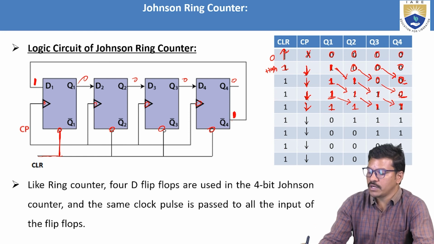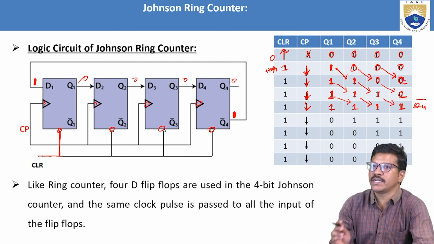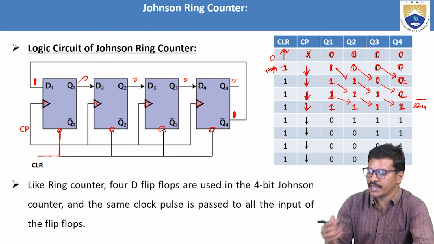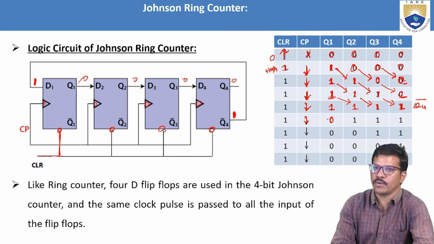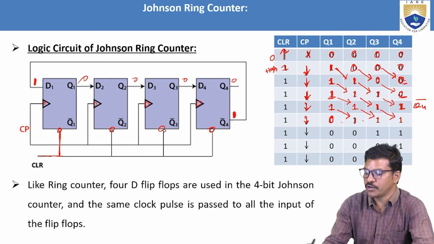Now Q4 is equal to logic 1, so Q4 bar is equal to 0. That 0 is readily available on D1. In the next clock pulse, that 0 will appear in the Q1 output. This one is passed on, this one is passed on, and this output is passed on, so you will get 0 and three 1s.